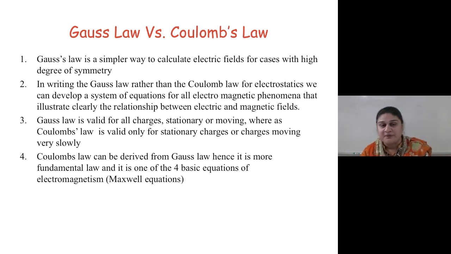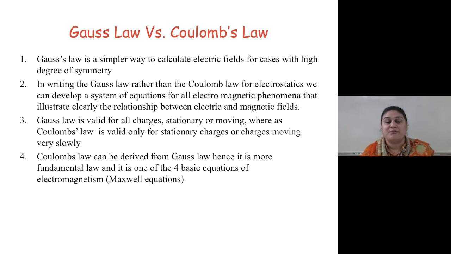Gauss's law is a simpler way to calculate electrical fields for cases with a high degree of symmetry. By writing Gauss's law rather than Coulomb's law for electrostatics, we can develop a system of equations for all electromagnetic phenomena that illustrate clearly the relationship between electric and magnetic fields. Gauss's law is valid for all charges, stationary or moving, whereas Coulomb's law is only valid for stationary charges, or charges moving very, very slowly.